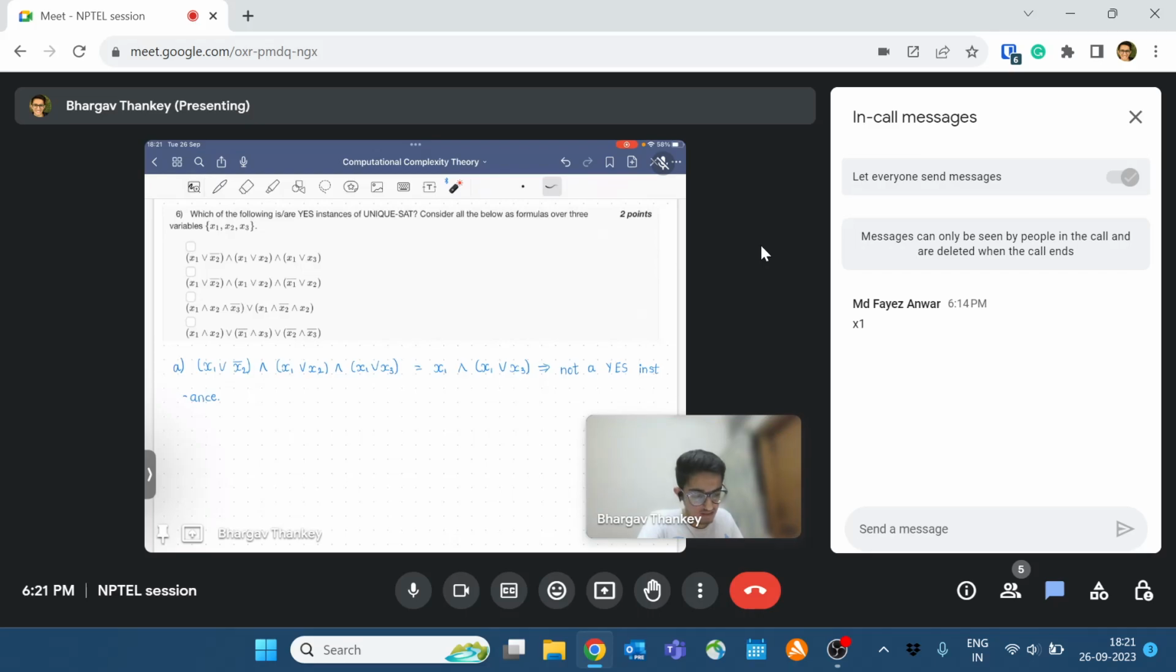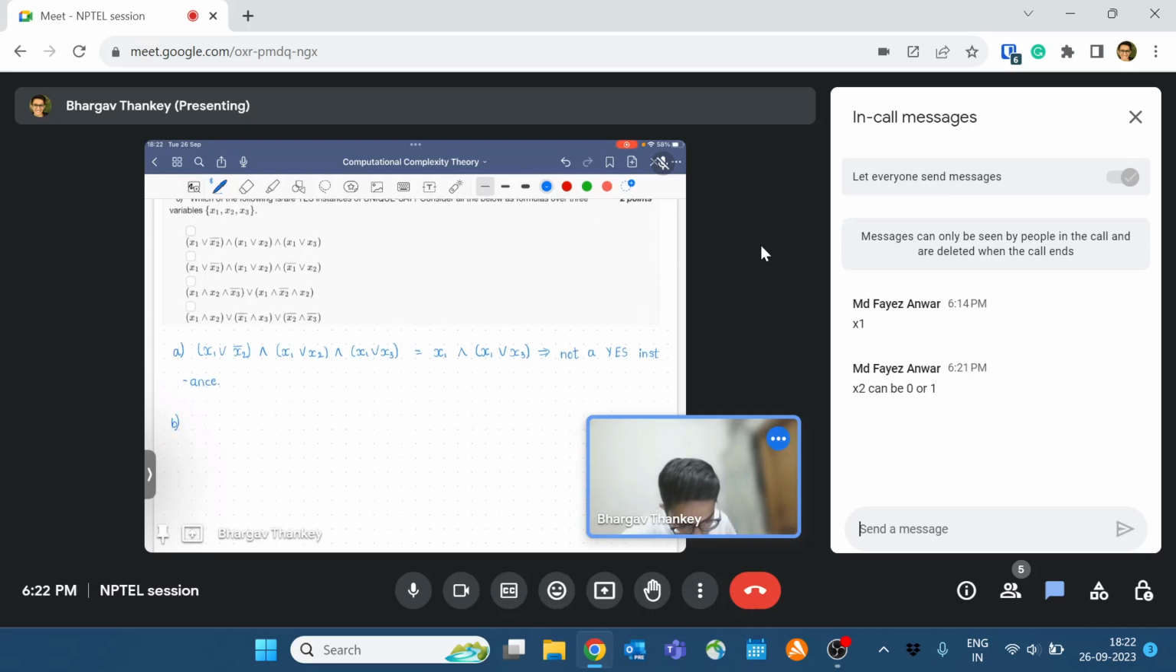So this has got only, yeah. So in this case, yes, x2 could be anything. Right. So x2 can be 0 or 1. Since one variable doesn't even appear in the formula, it cannot be part of a unique set, right? Yes. So A is not a yes instance. What about B?